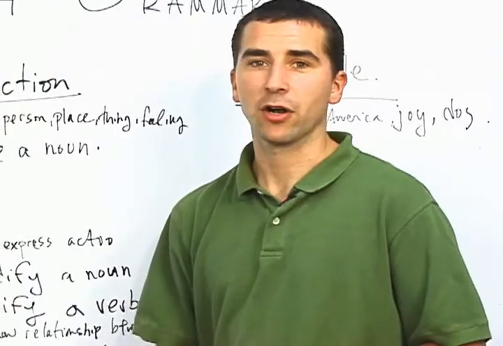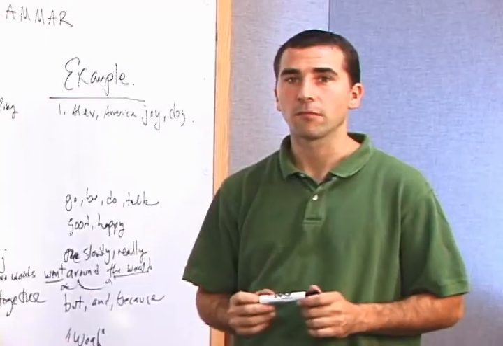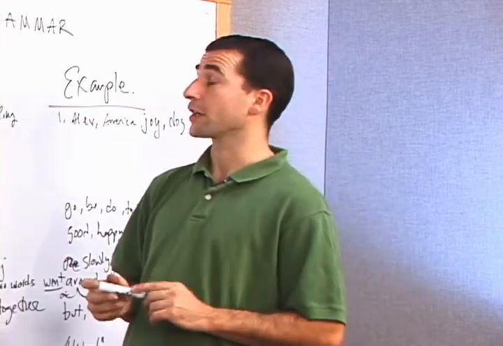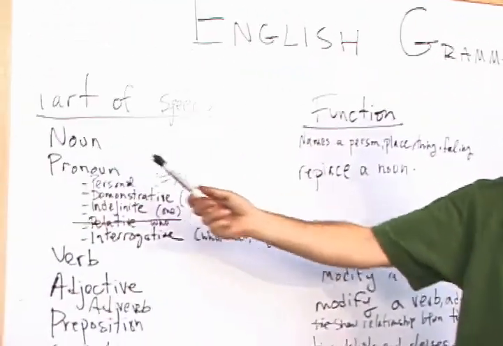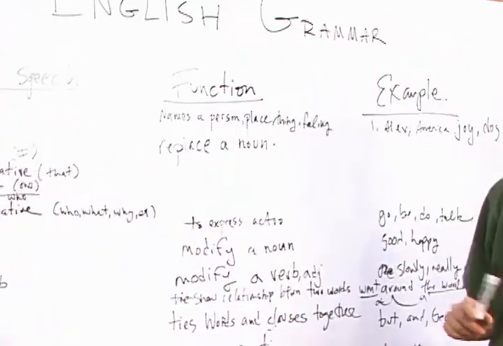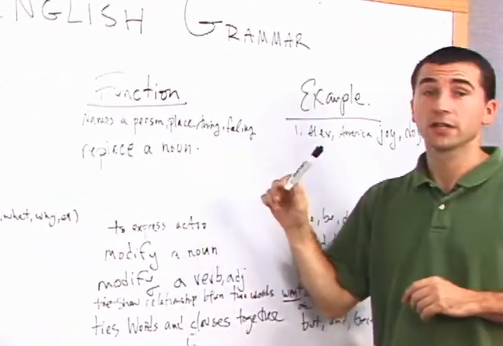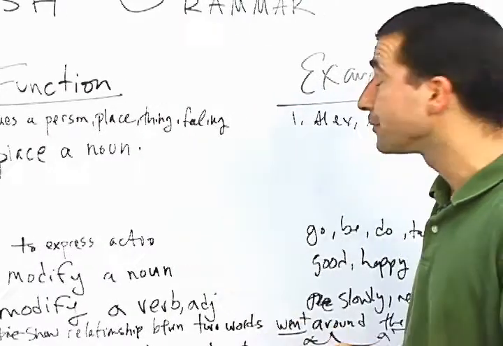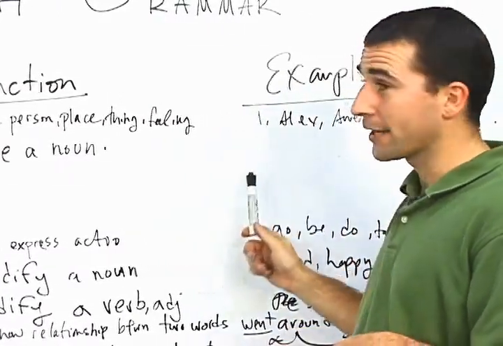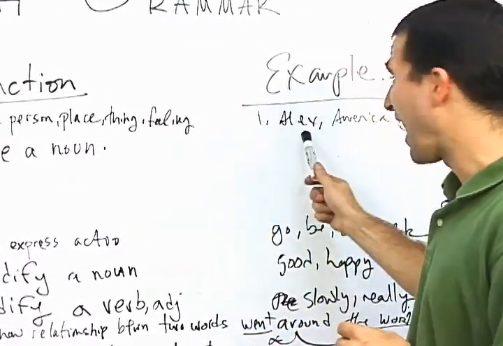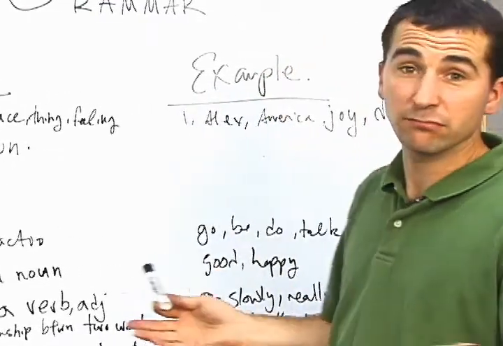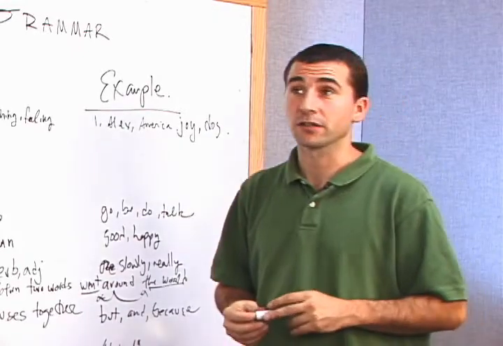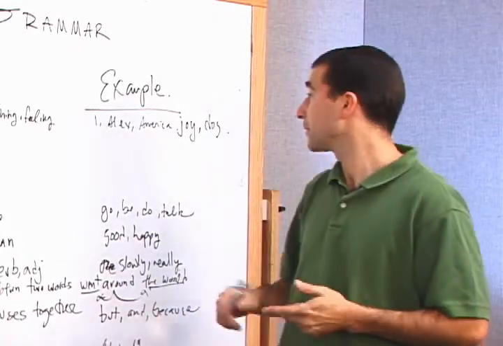Let's discuss some parts of speech that we should know if we're going to be studying English grammar. And let's start with a noun. The function of a noun is that it names a person, a place, a thing, a feeling. For example, I is a noun, I am. Alex, or a name, which is a proper noun. America, which is another proper noun, such as America is a pretty good place to live.